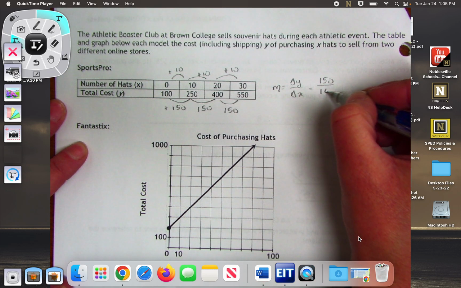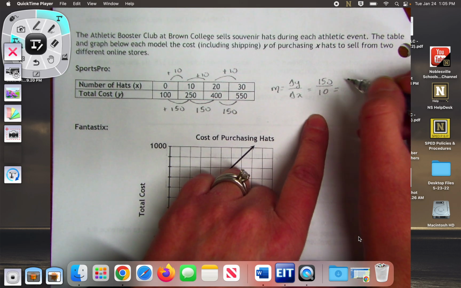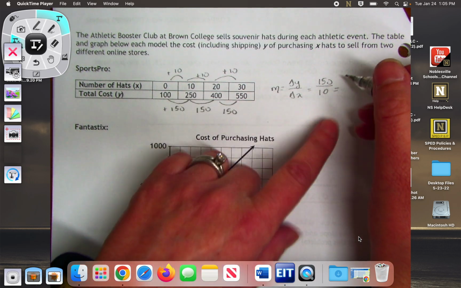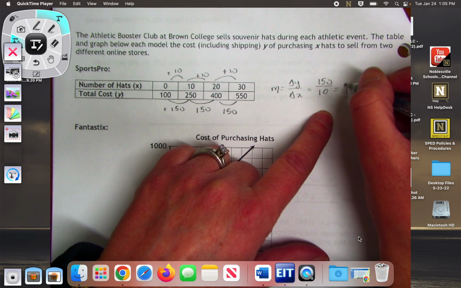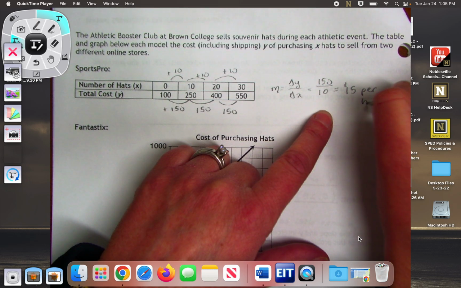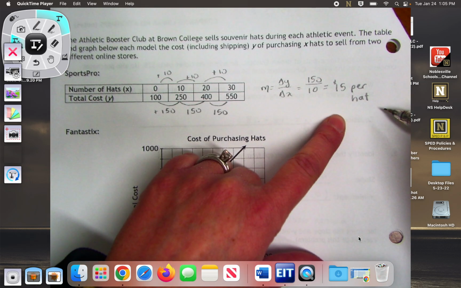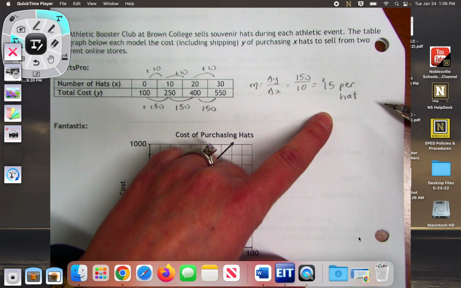So I have 150 over 10, which tells me that in order to purchase a hat, they have to pay $15 per hat. Okay, so the school buys it for $15. They're probably going to sell it for more so they can make a profit.